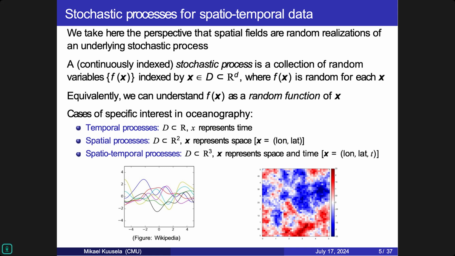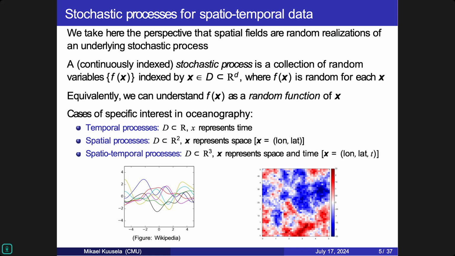So you would think of this as being time here, this x-axis, and then each of these different curves is a random function of time that will be generated by this stochastic process. Or in 2D, you would think of this as being longitude and latitude, and then this would be a potential realization from a 2D random function. In other words, what we are looking at in here is a spatial field. And you can easily think of some kind of an oceanographic field as looking like something like this.